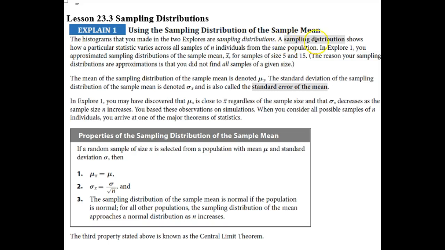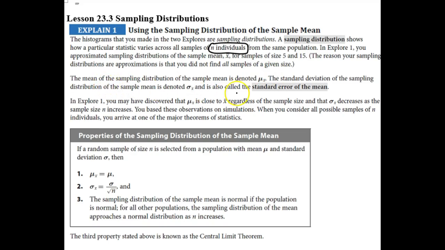The first one: a sampling distribution shows how a particular statistic varies across all samples of n individuals from a sample population. So remember, n individuals is how many people we are polling from our surveys, how many people we need to participate. And that could range. Just as an example, it could range from 15 people or 15 items, 15 groups of data, to 5 groups of data. It's really just up to you.